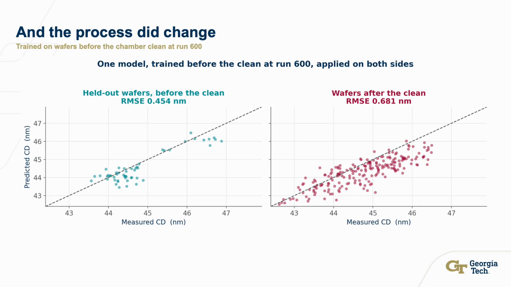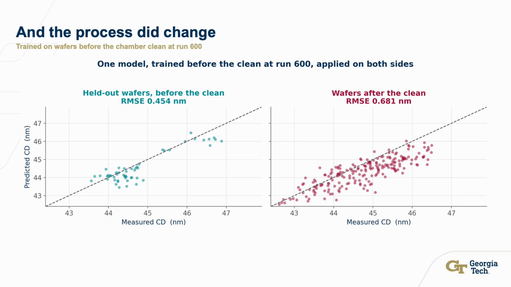And look at the pattern. The cloud has pulled away from the diagonal. The clean stripped the polymers from the chamber wall. The wall condition affects the effective chemistry, so the mapping from the sensor reading to the CD moved. The sensors still work, the wafers are still fine. The model's understanding of the relationship between them is out of date.